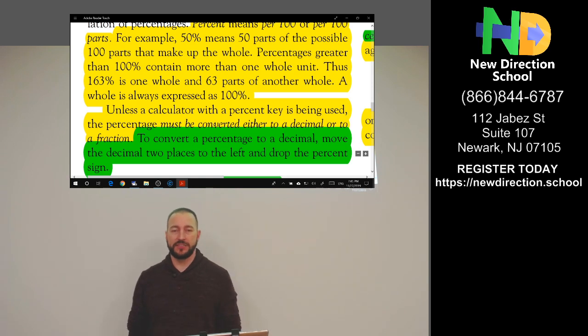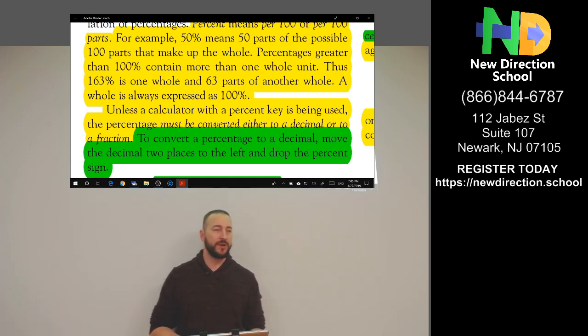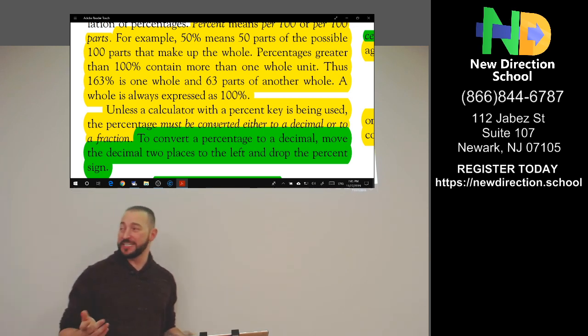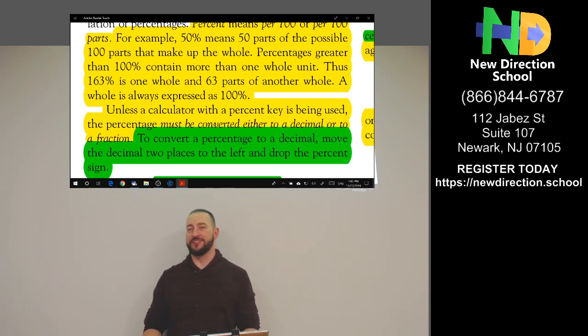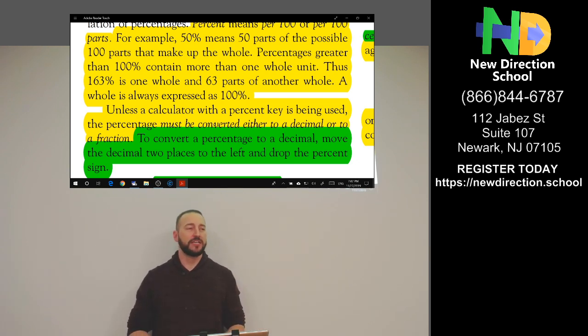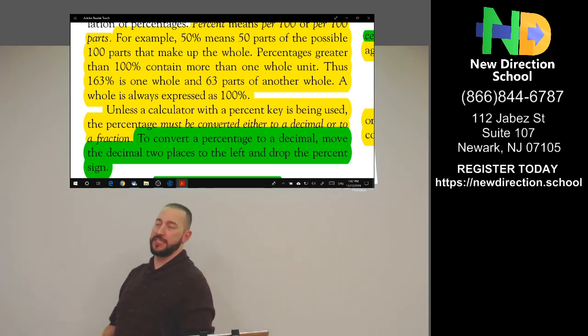Now it says right here, unless the calculator with a percent key is being used, the percentage must be converted to either a decimal or to a fraction. I'm not going to go into fractions. I'm going to make it simple, decimals. The other simple part of it, your calculator has a percentage key, so learn how to use it. It's very helpful if you don't know how to turn this into decimals. So, to convert to a decimal, I have it in green. We move the decimal sign 2 places to the left and drop the percent sign.